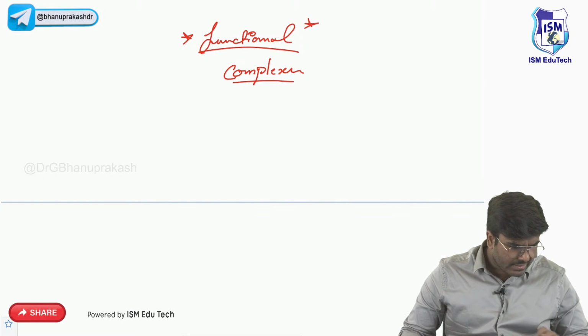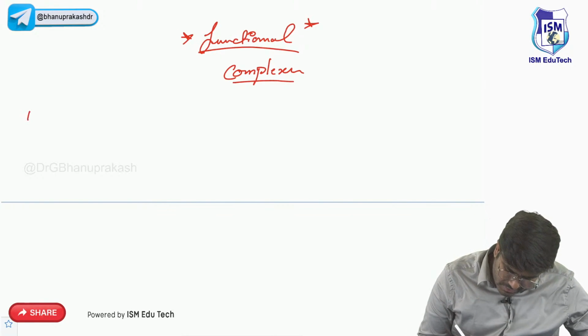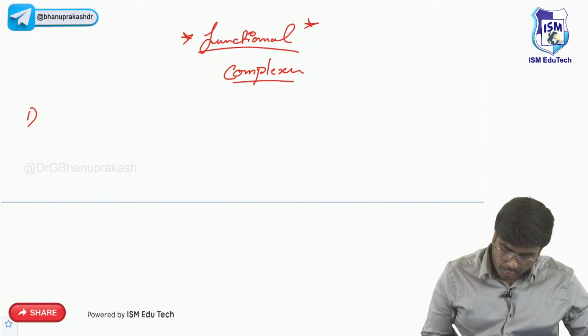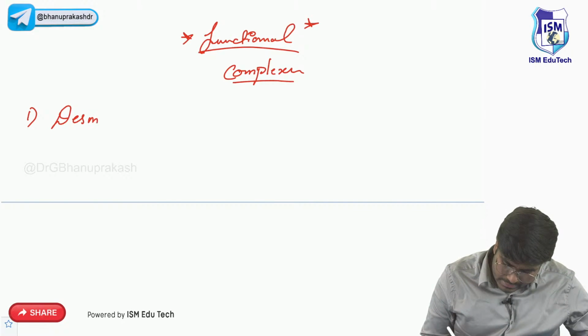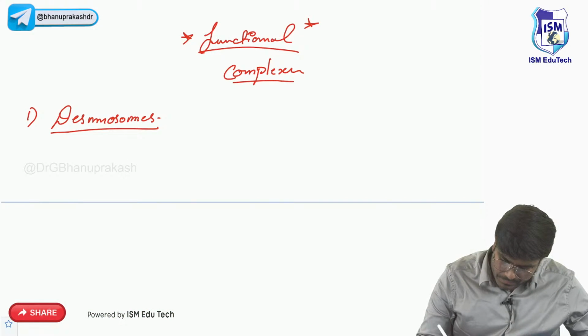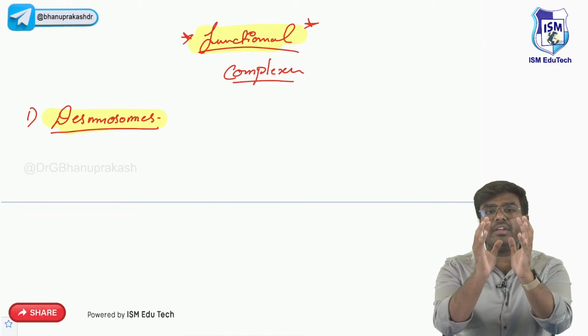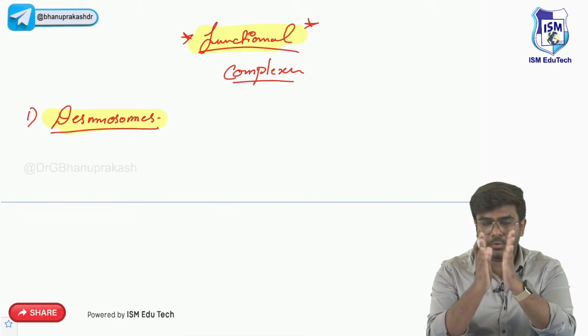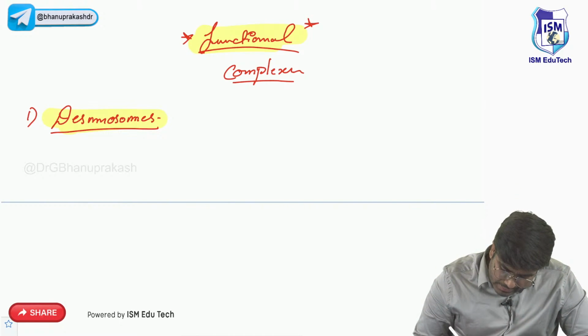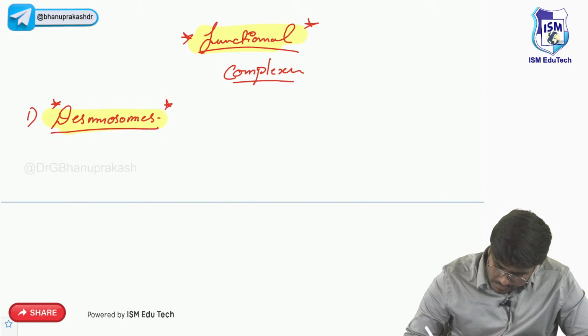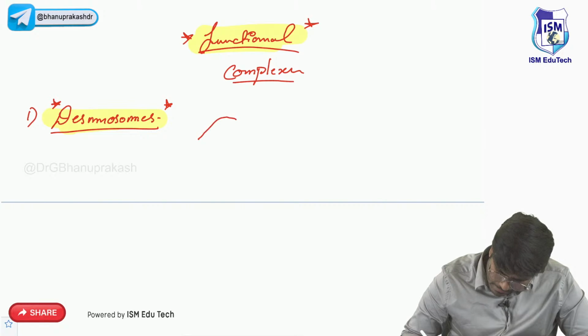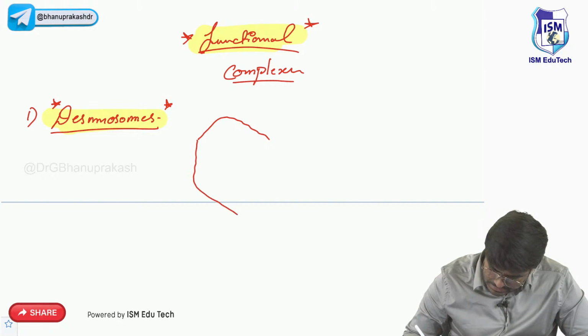Okay, so what exactly are these junctional complexes, sir? The first junctional complex which I want you to know is desmosomes. See, the name itself is a junction, a junction in between two cells. Two cells are having a junction. What exactly are these desmosomes? First of all, let me show you one cell, a skin cell. This is one skin cell. The skin cell is something like this.